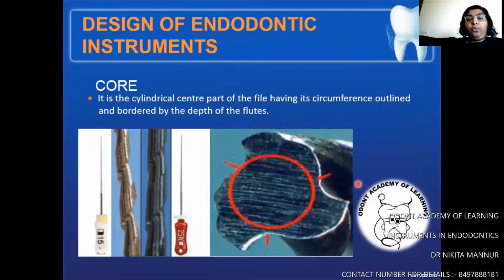Now, coming to the core, it is the cylindrical central part of the file. As you can see in this picture, this is known as the core. The central part of the file, whose border is outlined by the depth of the flute. So this is what is called the core. You can have a look at this picture. I think it is quite self-explanatory.